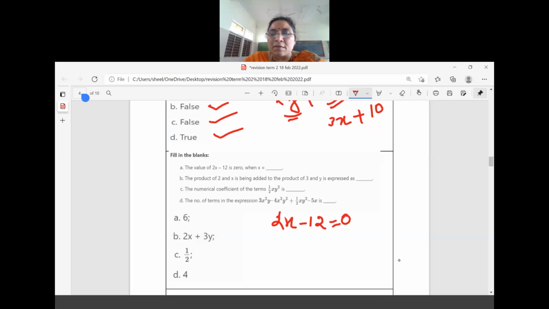So when we replace with 6, what will happen? This whole term becomes 12. 2 into 6, 12. So 12 minus 12 is equal to 0. So which is the solution? It is possible when x equals 6 only. The value of 2x minus 12 is 0 means x should be equal to 6 only. Now, the product of 2 and x being added to the product of 3 and y. So what is the product of 2 and x? It is 2x.